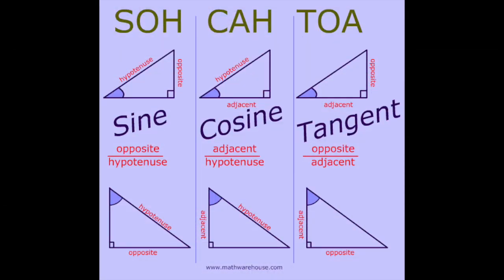You may know this as SOHCAHTOA. SOH stands for sine, opposite over hypotenuse. CAH stands for cosine, adjacent over hypotenuse. And lastly, TOA, which stands for tangent, opposite over adjacent. In the following clips, I'm going to use three examples of how SOHCAHTOA works.